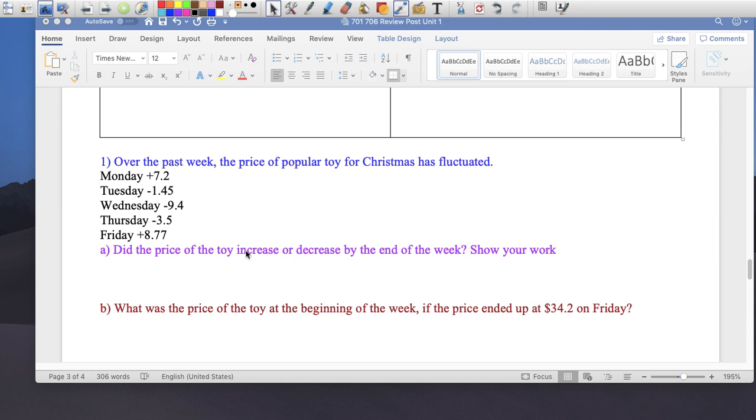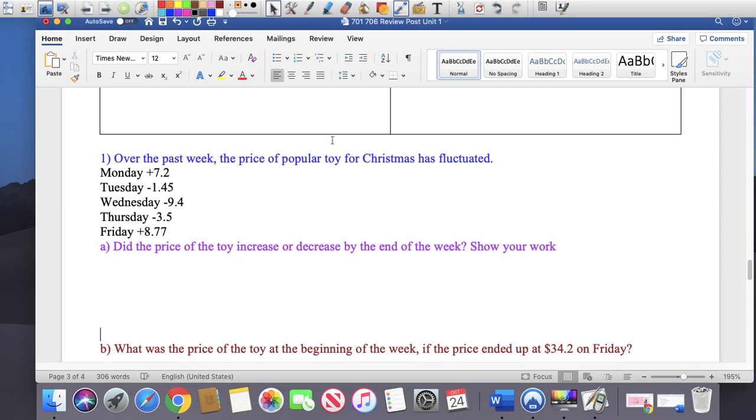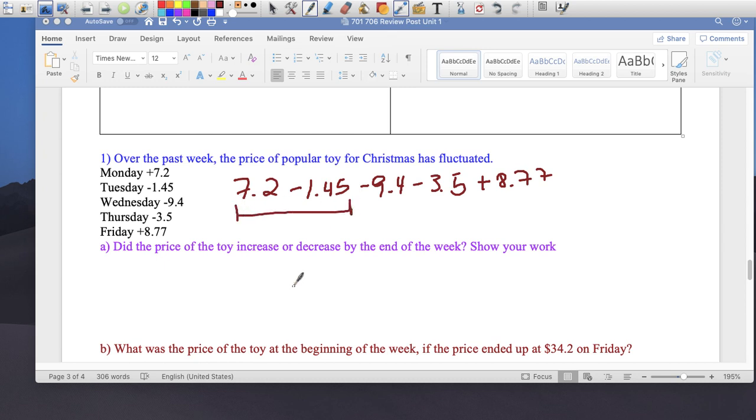So this is a Christmas toy, right? And it's changing the price. So first thing we have to do is write this sentence here. So we get 7.2 minus 1.45 minus 9.4 minus 3.5 plus 8.77. We're going to do these two first, right?